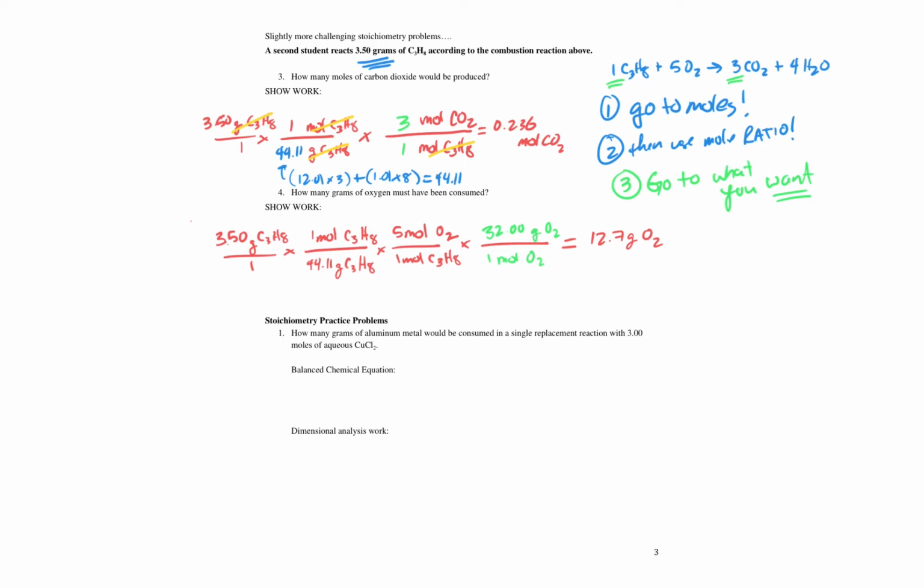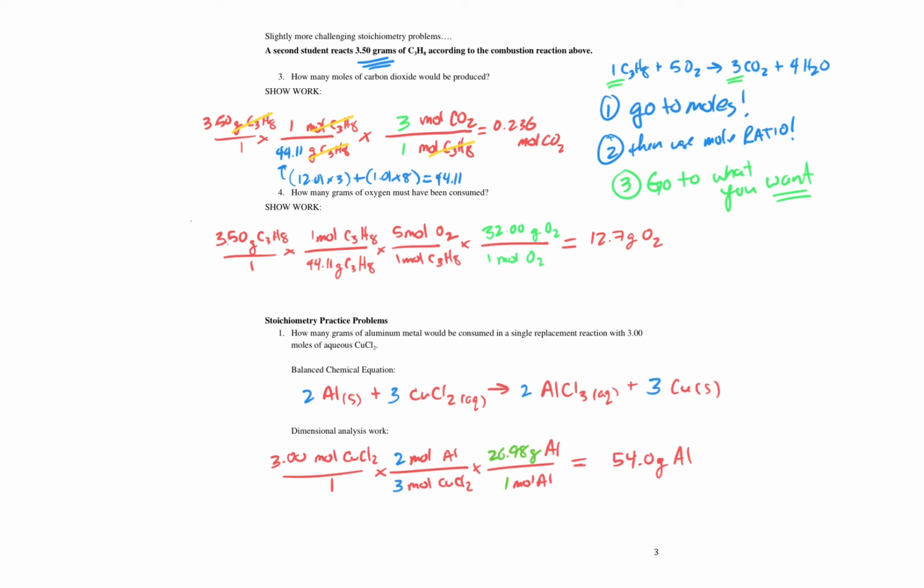Okay, now let's finish out some practice. In this first problem, we're asking how many grams of aluminum metal would be consumed in a single replacement reaction with 3.00 moles of aqueous copper 2 chloride. Write the balanced chemical equation and show your work. I'll show you the answer in a second. So here we find that the answer to this first problem was 54.0 grams of aluminum.